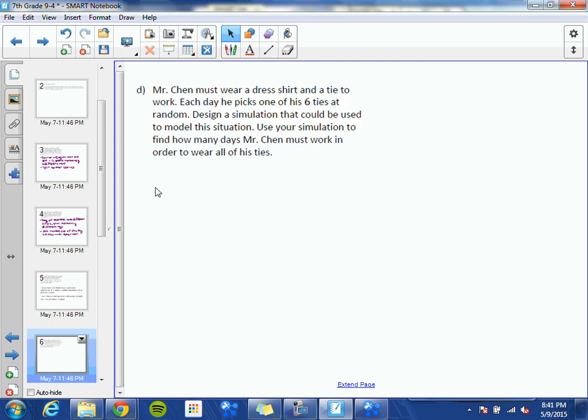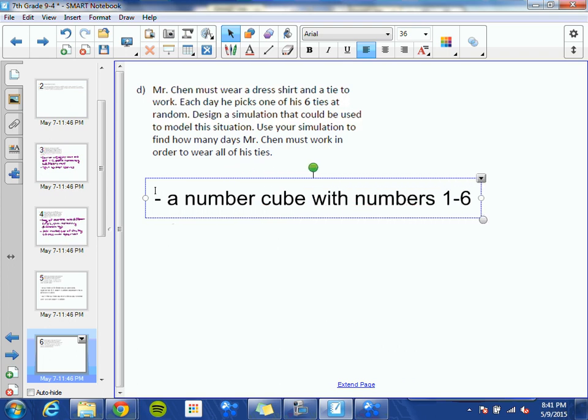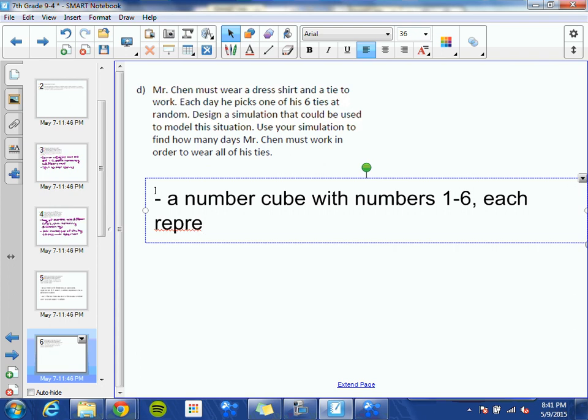So for this one, because there are 6 ties, I can actually roll a number cube or a die. So let's do that one. So we want a number cube with numbers 1 through 6, each representing a different tie.